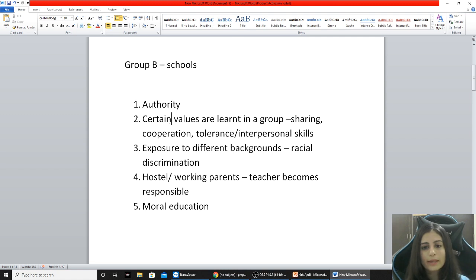Okay, third point is exposure to different backgrounds. Because you're in a classroom of 40 people or 30 students, you are engaged with different mindsets, you're engaged with different personalities, you're engaged with children from different backgrounds, be it socio-economic or cultural background. So you would not become a racial discriminator. You will not discriminate people on the basis of their religion, race, caste, class if you are brought up in a proper manner in your school.